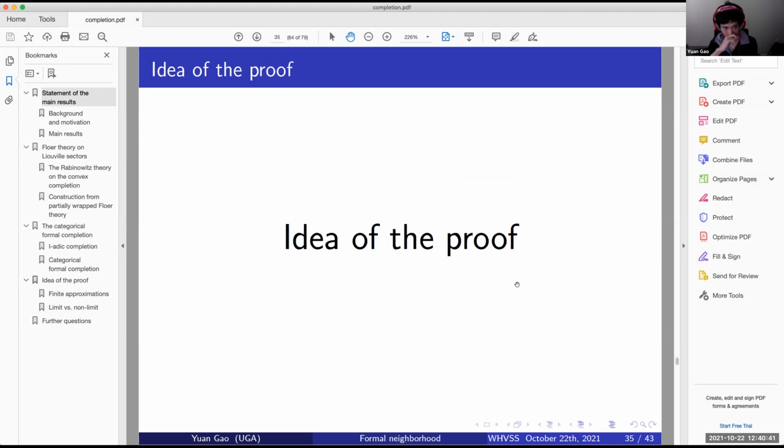Okay. Then I'm going to tell you about the idea of identifying these two notions. Questions? Okay.